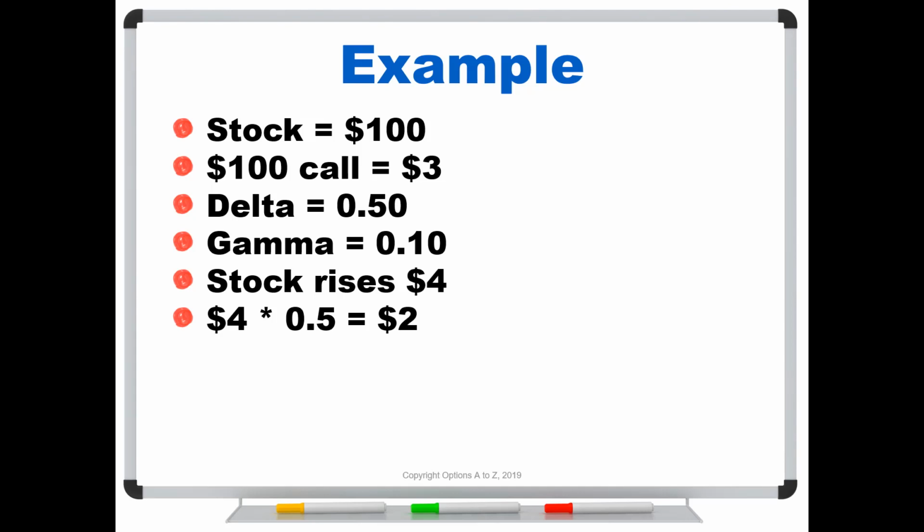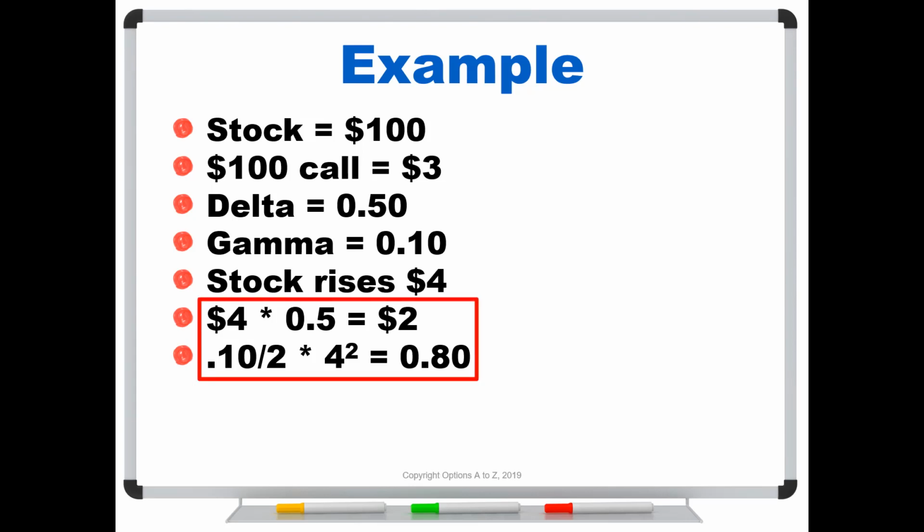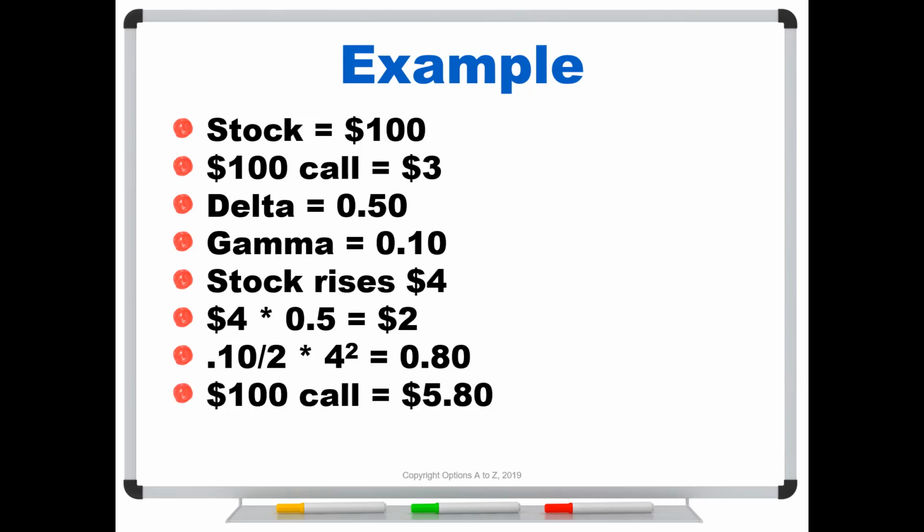But now let's add this little correction factor here. My gamma is 0.10. 0.10 divided by 2 is going to give me 0.05. The change in the stock's price was 4, so 4 squared is 16. So if I take 16 times 0.05, that gives me 0.8. So now it's these two pieces right here that I have to add. My option's price is going to increase by about $2.80. So I would expect that it's going to rise from 3 to about $5.80. So let's go over to the CBOE pricing model and see how accurate this formula is.